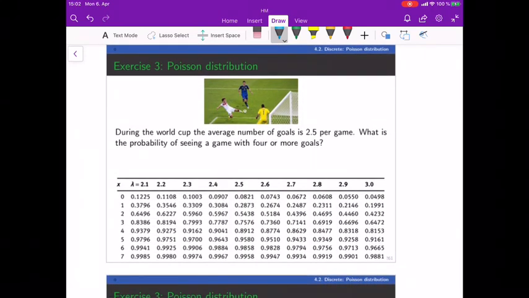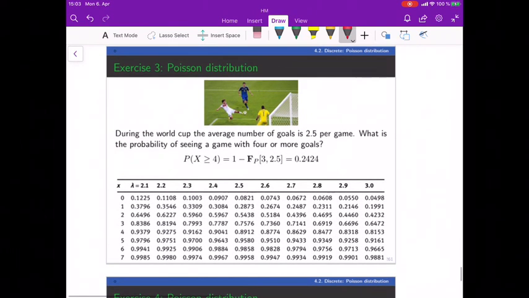Let's switch over to football. Football is kind of an interesting example, because in a football game there's a lot of attempts to score a goal, but the probability each time that it actually happens is fairly small. So we've got lots of attempts, large N, small p, and the mu is then 2.5 goals per game during the World Cup. So what is the probability of seeing a game with 4 or more goals? Exactly. So that's 1 minus 3 or less goals. So 3 or less is this one here. 1 minus that, 24%. So that's the right answer.